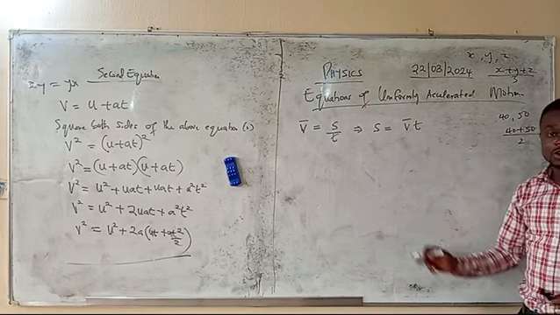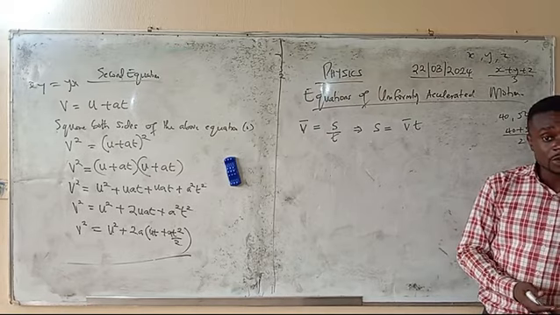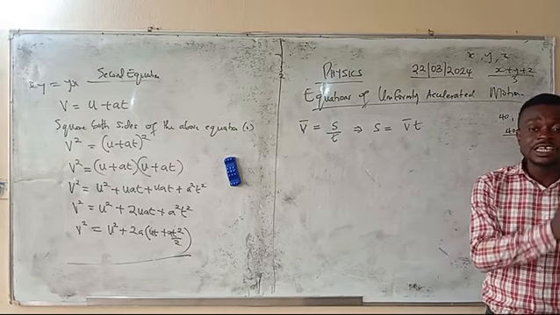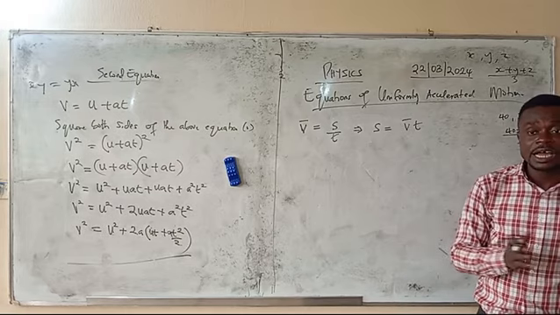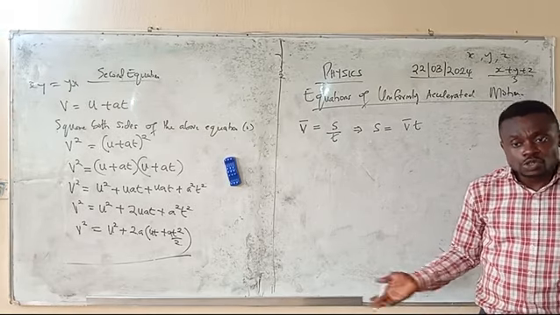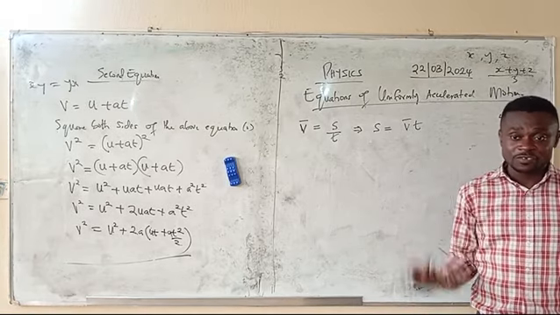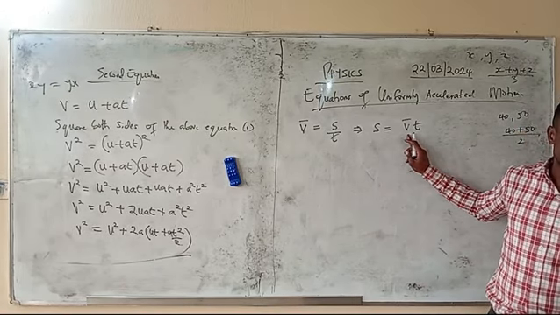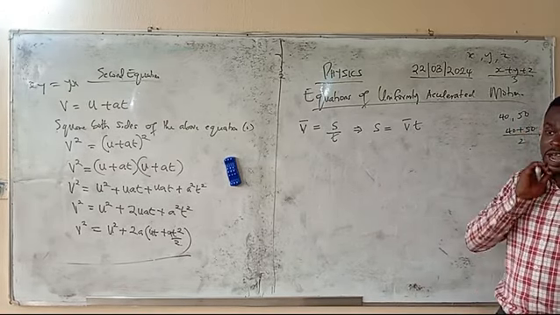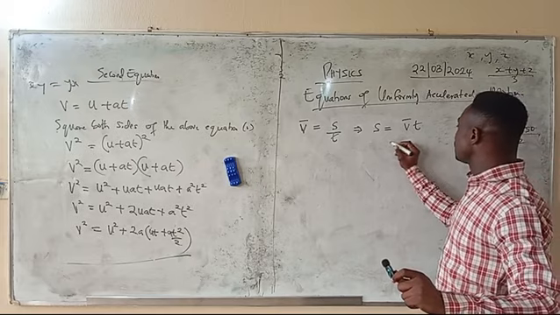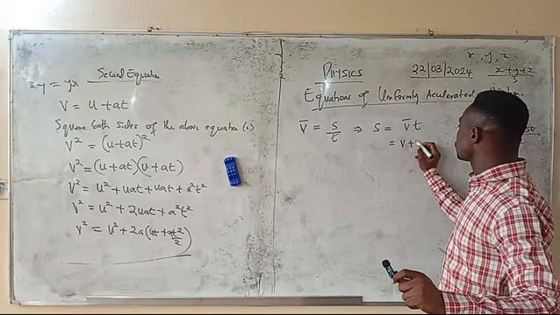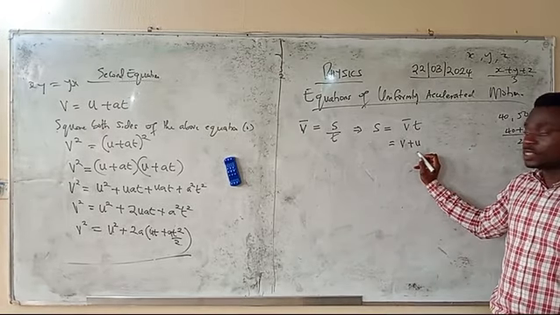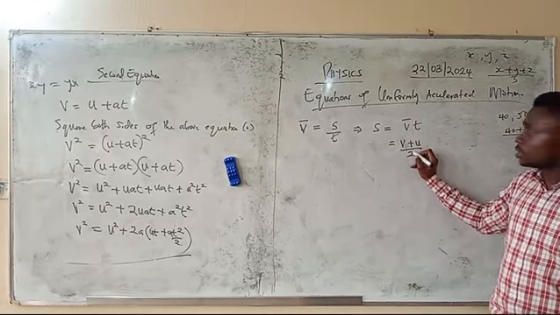The same thing applies to average velocity, V with a bar. We have two velocities, initial velocity and final velocity. So average velocity is the sum of the initial velocity and final velocity divided by 2, because there are two velocities involved. The total distance is simply average velocity times time. So average velocity is V, the final velocity, plus U, the initial velocity, all over 2.